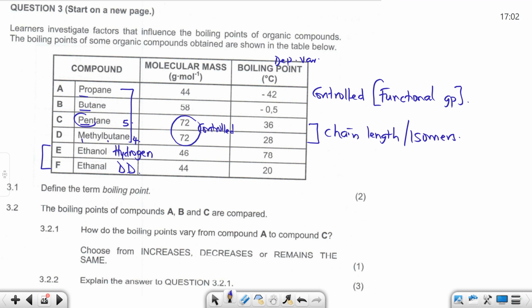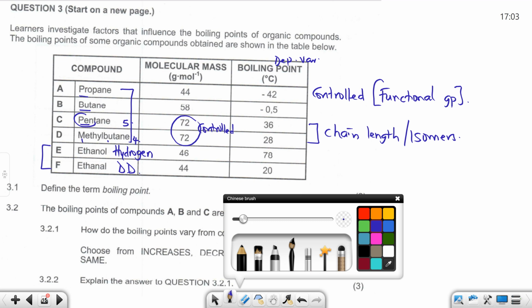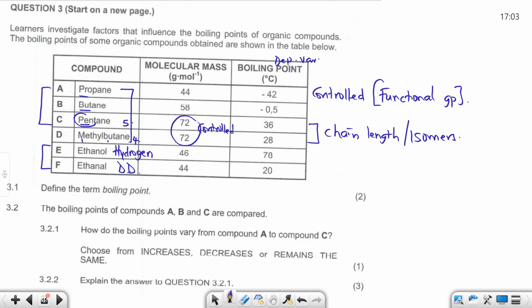Okay. The boiling points of compounds A, B, C are compared. Do you see why they are comparing A, B, C? You cannot compare when you have two variables changing. It's wrong. So they are comparing what? A, B, C. Why? They are straight chain and they have what? They are all alkanes, same functional group. Is it making sense? All right.